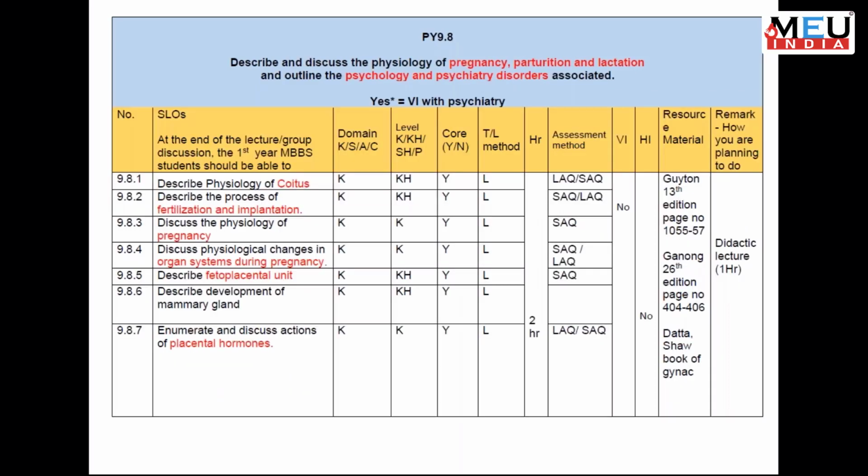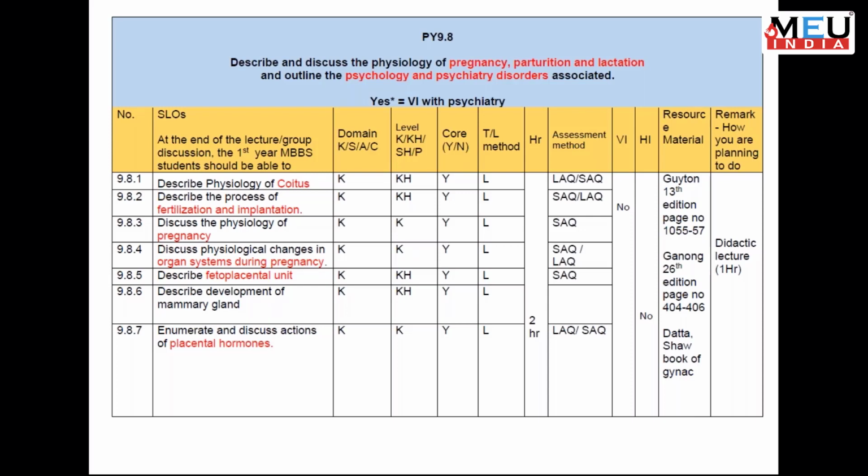Coming towards the next, 9.8: describe and discuss the physiology of pregnancy, parturition and lactation and outline the psychology and psychiatric disorders which are associated with it. So again, there are 7 SLOs. Describe the physiology of coitus. Second one is describe the process of fertilization and implantation.